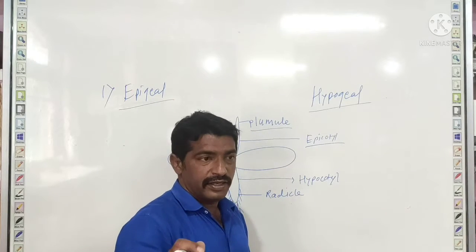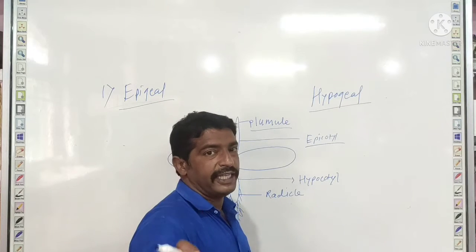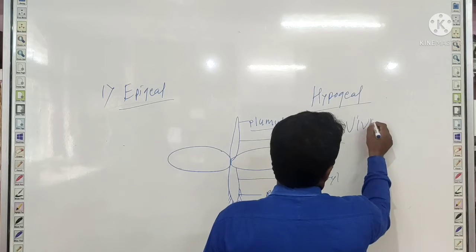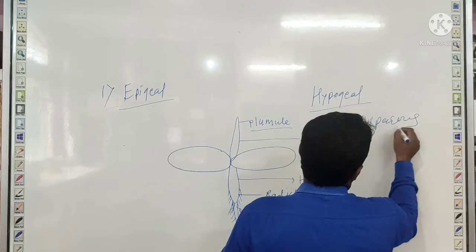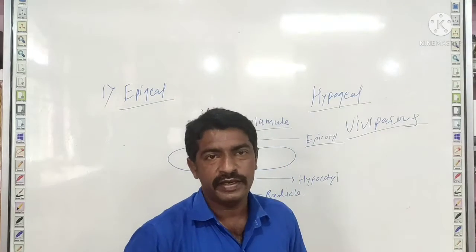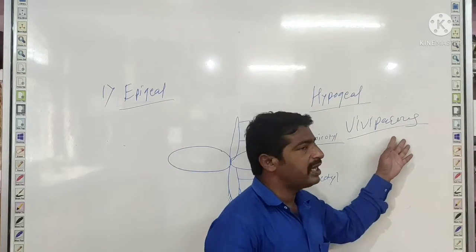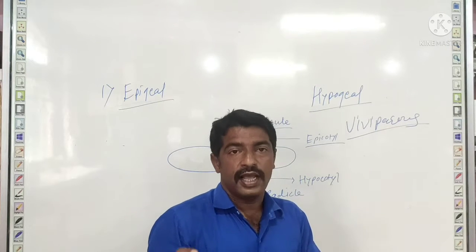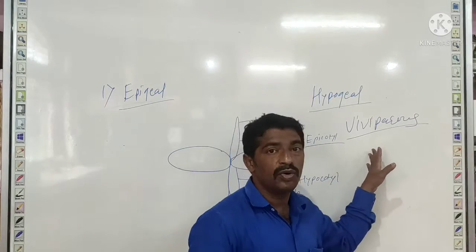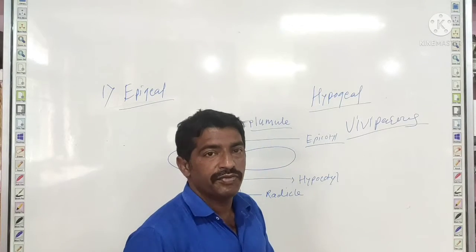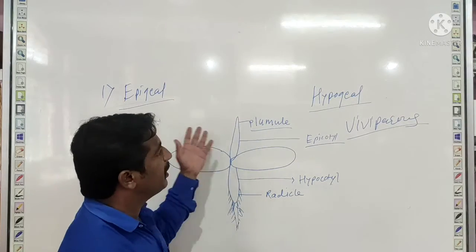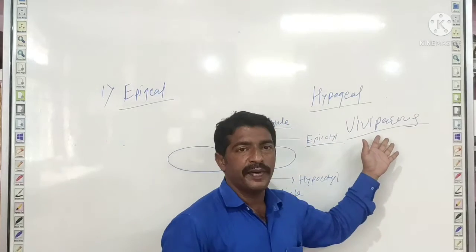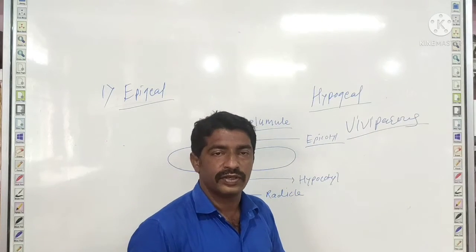There is another special type of seed germination that has been observed, and that is called viviparous germination. This seed germination is observed in the plants which grow along the sea coast, and these plants are called mangrove plants. So one by one we will study the three types of seed germination, that is epigeal, hypogeal and viviparous.